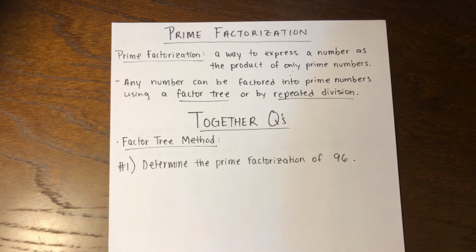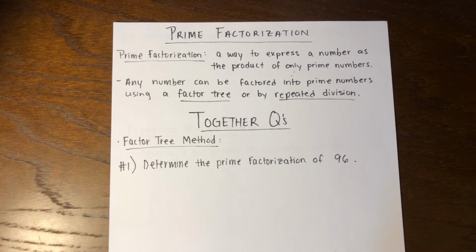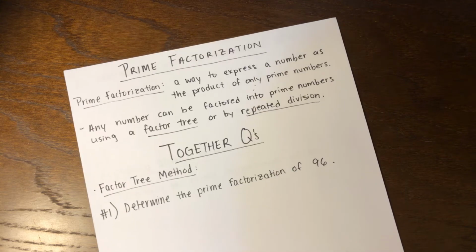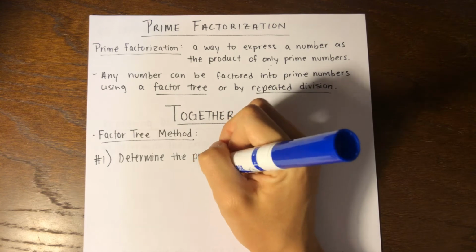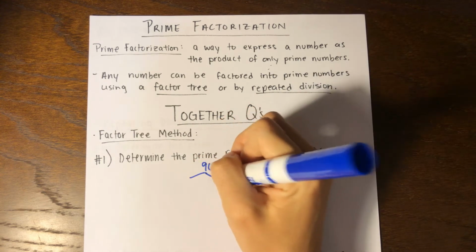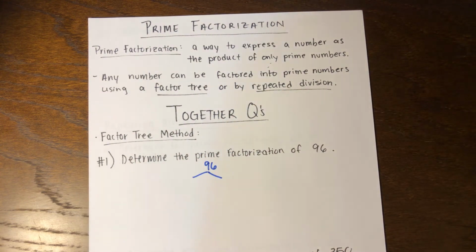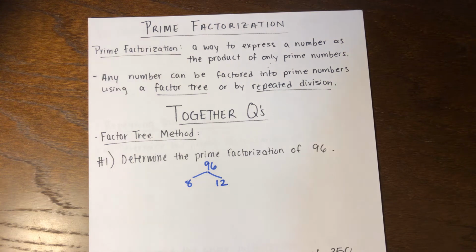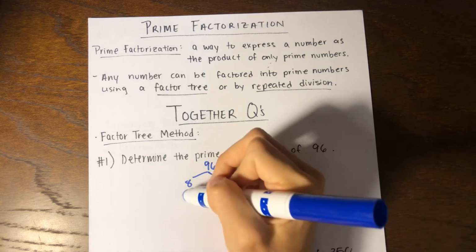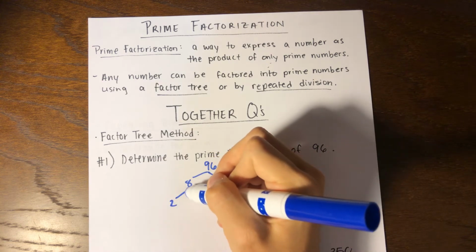Determine the prime factorization of 96. So I want to think, what are two numbers that equal 96? Okay? And we're going to use a factor tree. So I have 96, and I'm going to break it apart. Two factors that make 96. Well, I'm going to use 8 and 12. 8 times 12 makes 96. Okay, and then you're going to break apart what makes 8. Well, I know 2 times 4 makes 8.